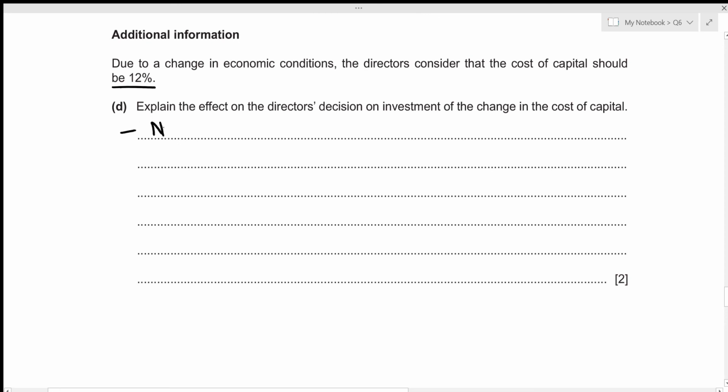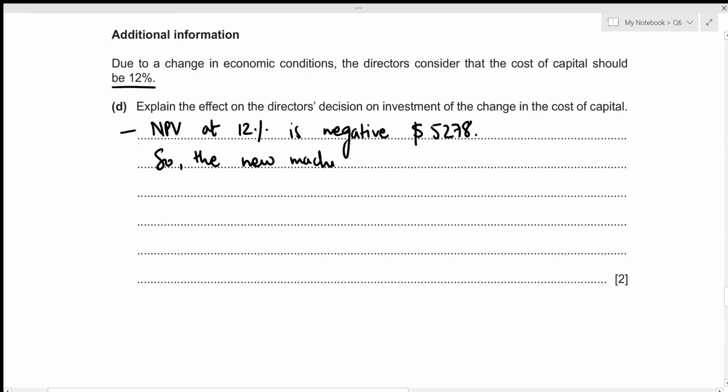Net present value at 12% is negative 5,278. And we can tell that if there is a negative net present value, then that investment is not worth investing in. So now the new machine should not be bought by the directors. Let's write it down. So the new machine should not be bought.